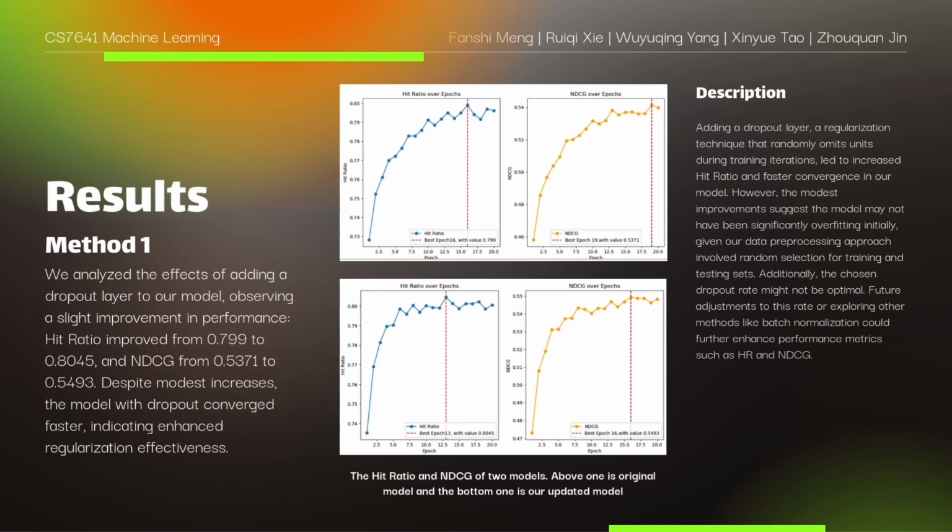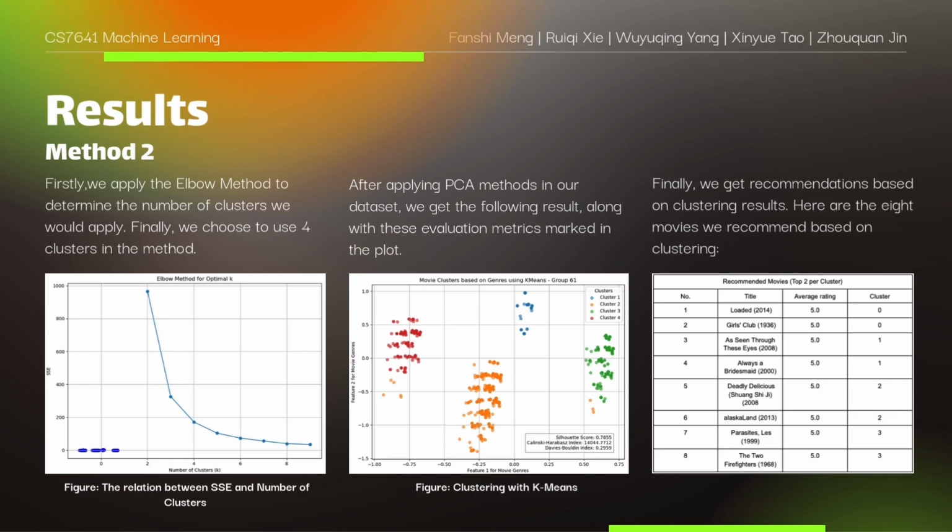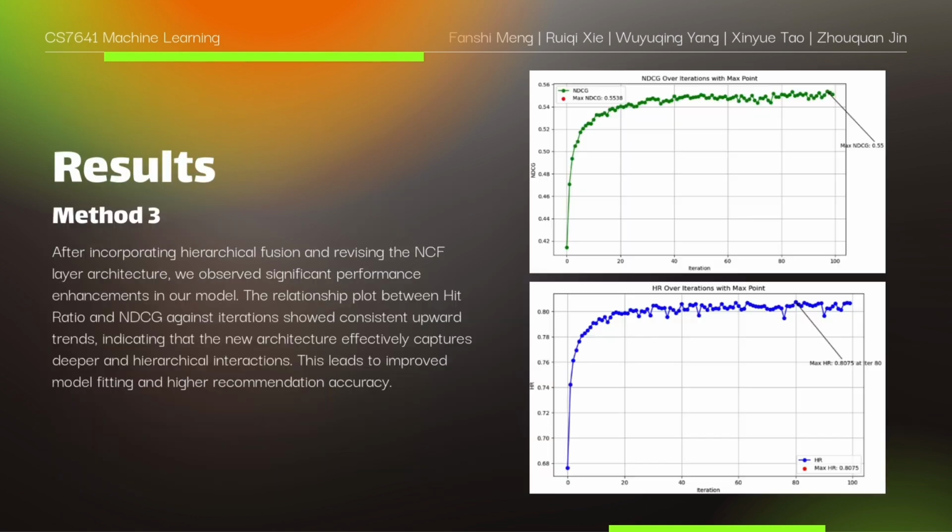Specifically, we observed faster convergence after incorporating a dropout layer for regularization, improving the hit ratio to around 0.80 and the NDCG to 0.54. For PCA and K-means clustering results, based on the elbow method, we determined that 4 clusters provided the best results. For each cluster, we selected the 2 highest rated movies and used them as recommendations for new users. And finally, we got the 8 movies recommendation.